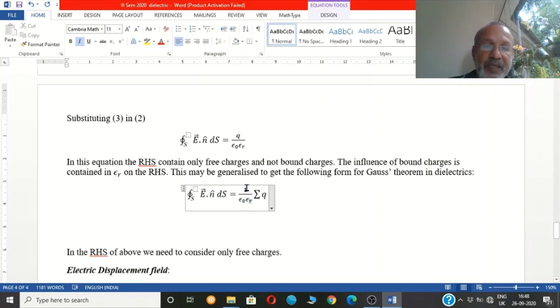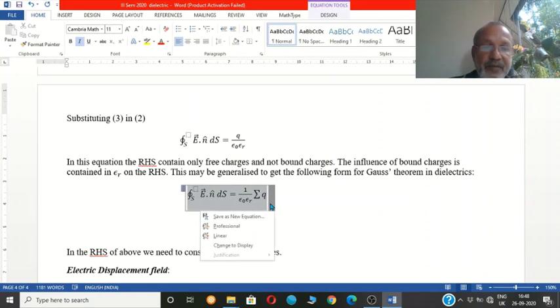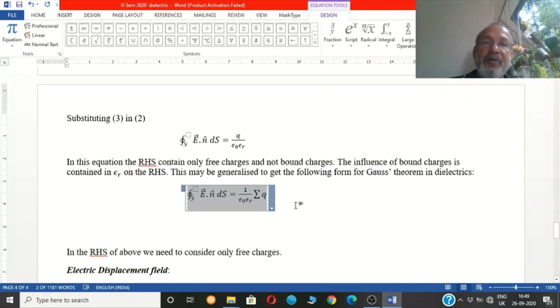The usual Gauss's theorem is 1 by epsilon 0 times sigma q. But if you put an epsilon r, then the effect of bound charge is also taken into account in this epsilon r. And here we need to take only the sum over the free charges. You can forget about bound charge.